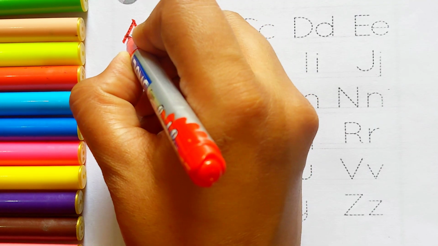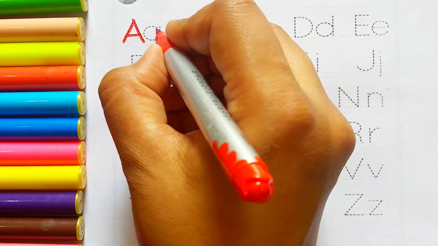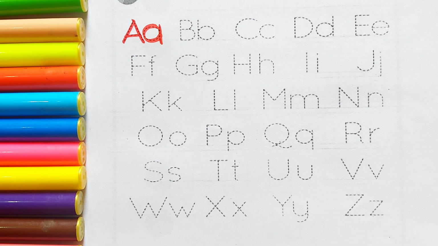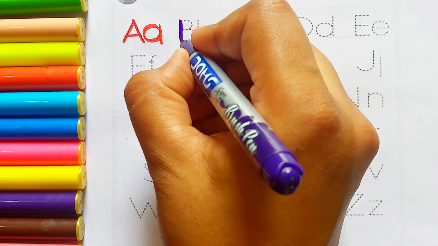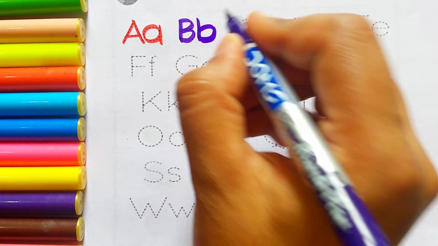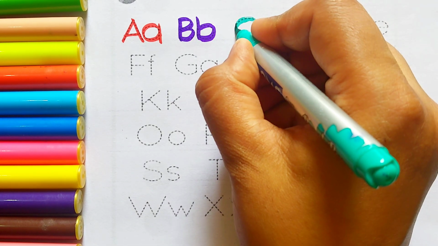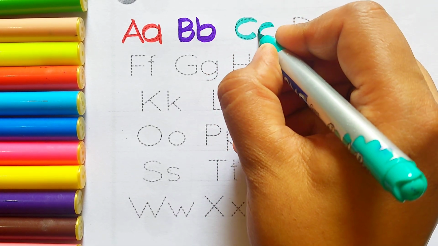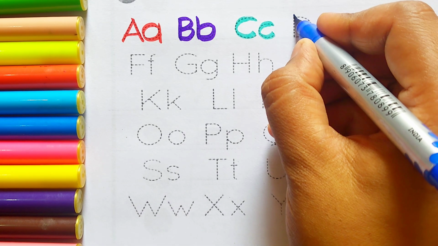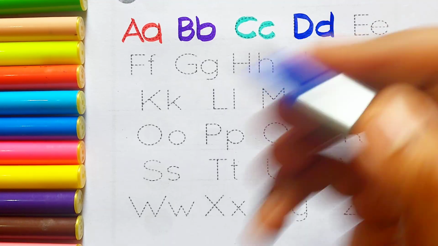A, capital A for apple. This is small a. B for ball, small b. C for cat, small c. D for dolphin.